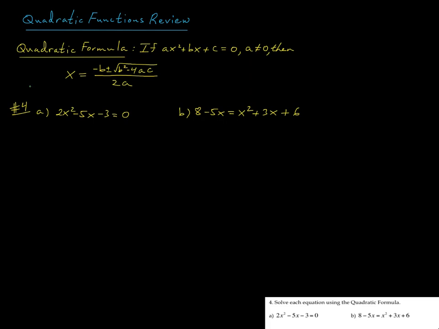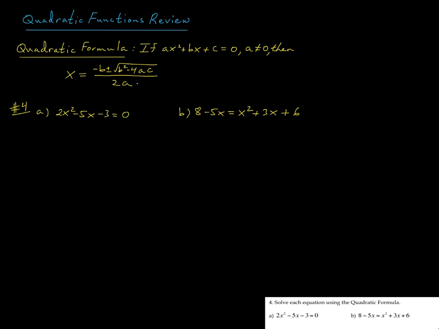All right, question 4 says solve each equation using the quadratic formula. Just at the top here, as a reminder, the quadratic formula says that if ax squared plus bx plus c is equal to 0, and a is not 0, so in other words, this is a genuine quadratic, right? Because if a is 0, then you really just have a linear equation. But if a is not 0, so this is a quadratic equation, then the solutions x are given by this formula here. So x is the opposite of b plus or minus the square root of b squared minus 4 times a times c, all divided by 2a.